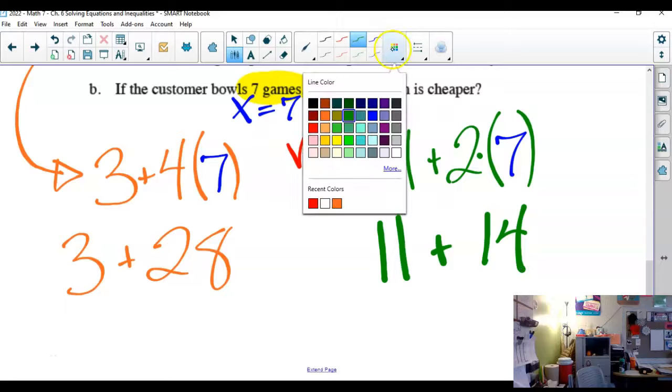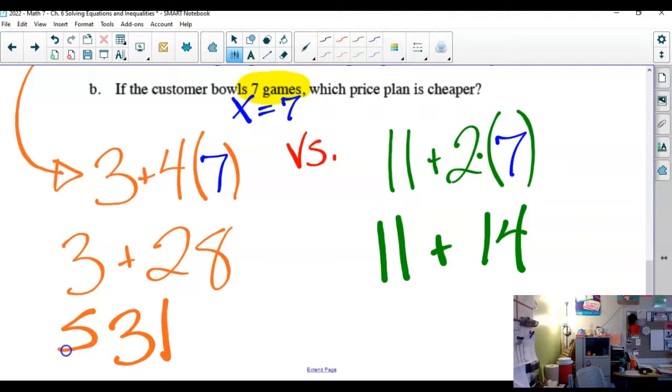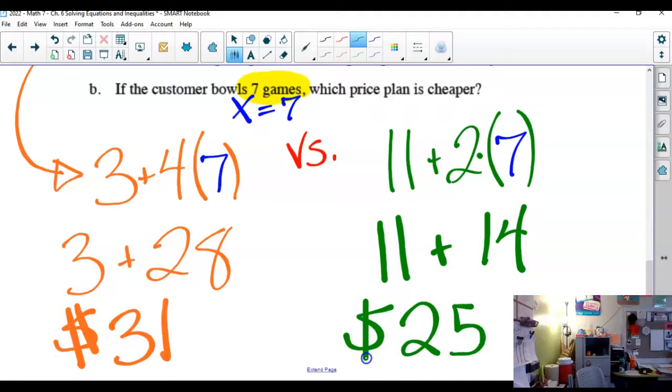What's the original model add up to now? $31. We should have a label. Versus 11 plus 14? $25. So now the new model is the cheaper way.